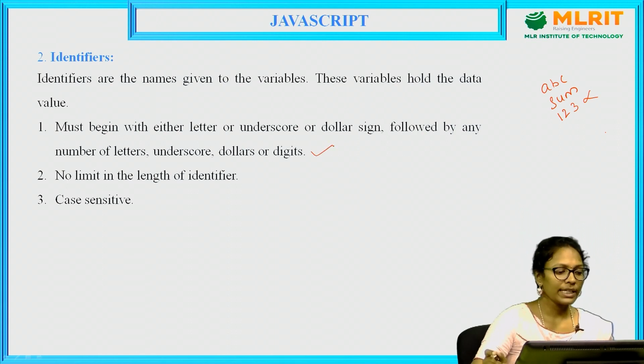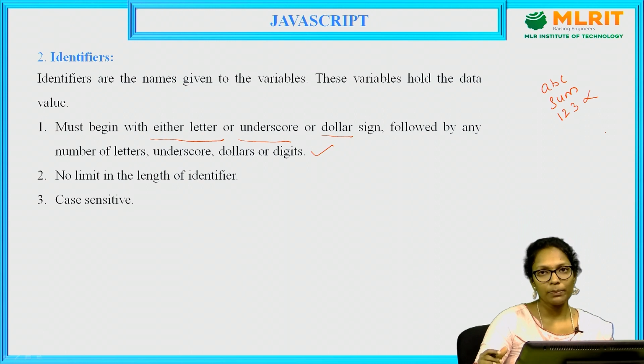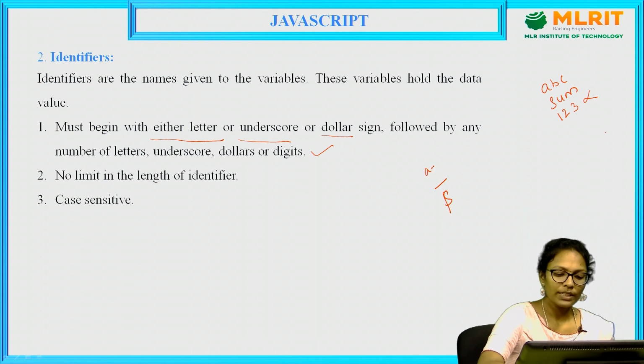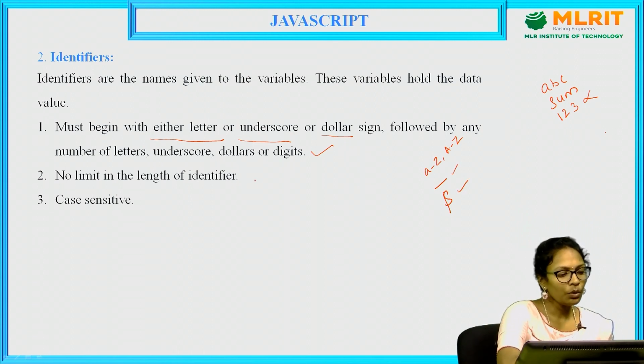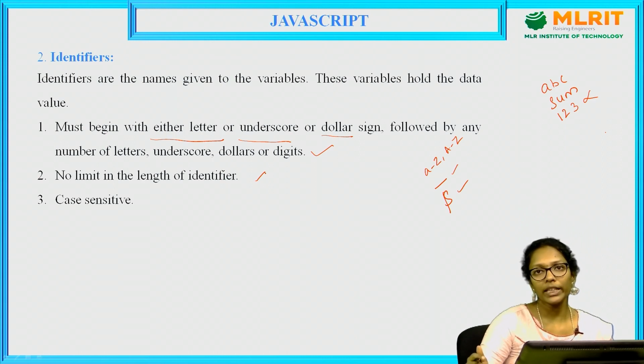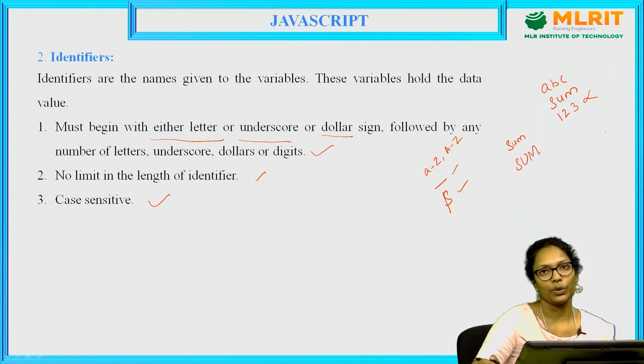The first rule is it must begin with either a letter or underscore or dollar. So here we have three ways. The first character must be an alphabet, small a to z or capital A to Z, or it can be underscore, or it can be dollar. And there is no limit on the length of the identifier, so you can use any number of characters, though possibly it should be a little bit short. And it is case sensitive. That means sum is different from SUM. These two are not the same in the case of JavaScript variables.